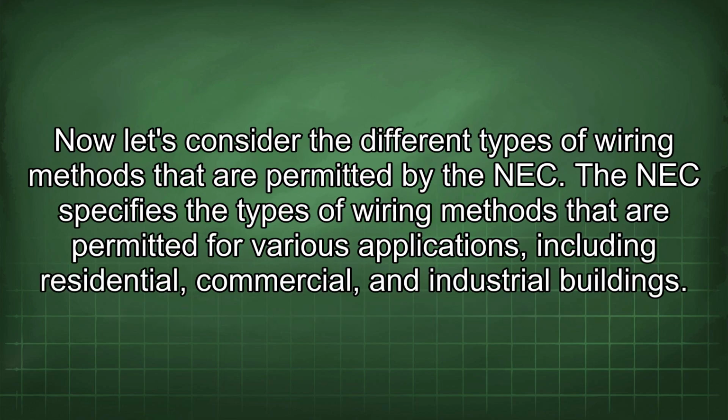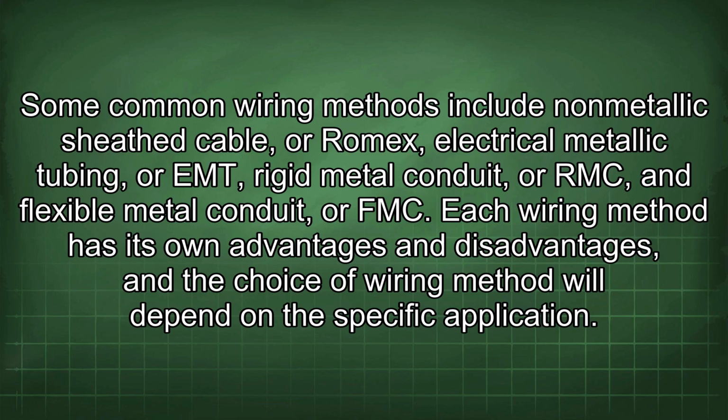Now let's consider the different types of wiring methods that are permitted by the NEC. The NEC specifies the types of wiring methods that are permitted for various applications, including residential, commercial, and industrial buildings. Some common wiring methods include non-metallic sheath cable, or Romex, electrical metallic tubing, or rigid metal conduit, or RMC, and flexible metal conduit, or FMC.